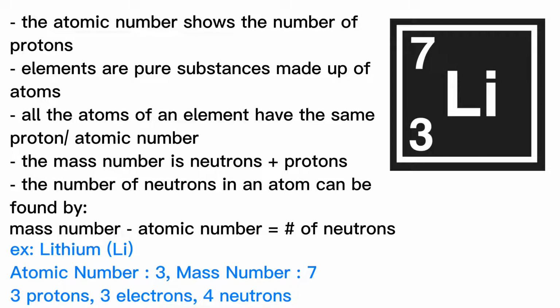Elements are pure substances made of atoms. All the atoms of an element have the same atomic number, which is used to detect how many protons there are. The mass number is the amount of protons plus neutrons. Therefore, the amount of neutrons can be found out by subtracting the atomic number from the mass number.